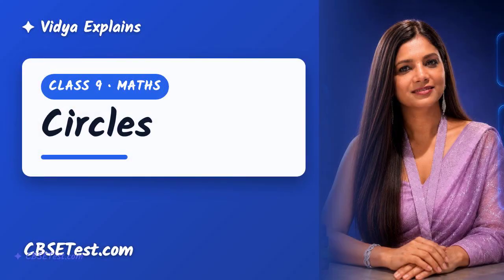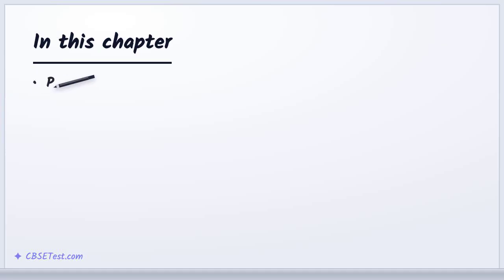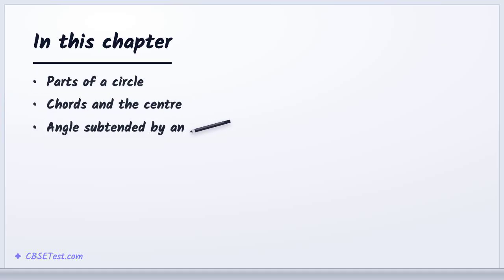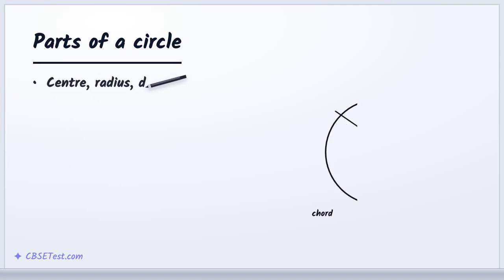Let's learn circles together, step by step. A circle is the set of all points at a fixed distance from a center. We'll learn its parts, how chords relate to the center, the angle an arc makes, and the special properties of cyclic quadrilaterals. Let's name the parts.